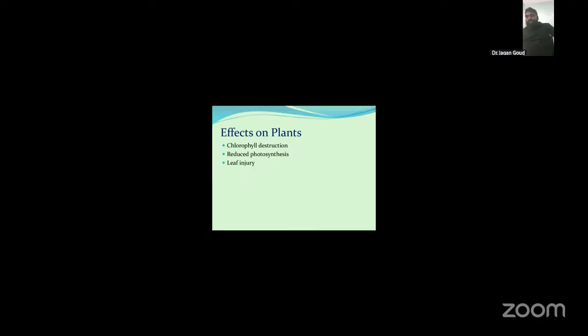Next is leaf injury. Visible symptoms are necrosis, meaning dead tissue patches, chlorosis, meaning yellowing, bronzing and stippling, leaf curling, and premature senescence. Types of injuries: acute injury is short-term exposure to high pollutant concentration, causing sudden tissue damage. Chronic injury is long-term exposure to low levels, causing gradual reduction in growth and vitality.